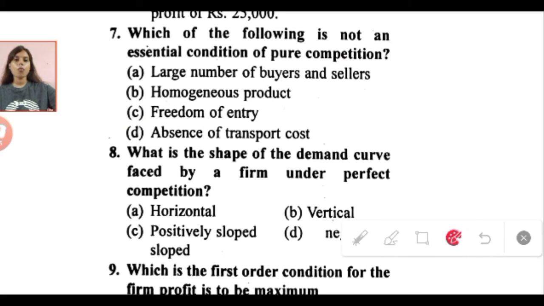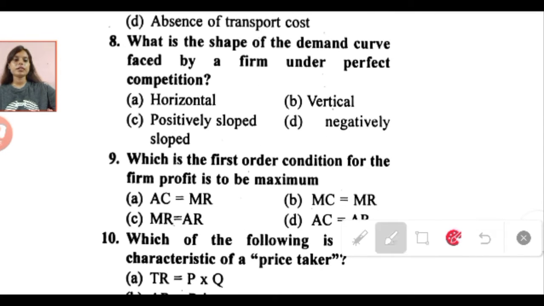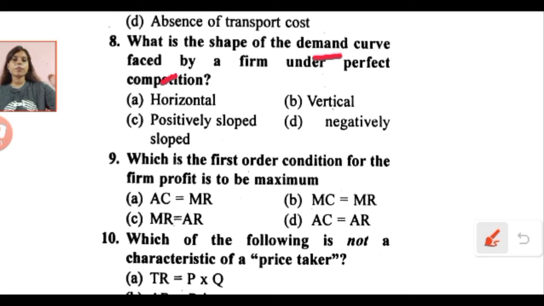number 8. What is the shape of the demand curve faced by a firm under perfect competition? Okay. Now, in a perfect competition, the firm can sell any amount of output at the same price. So we can conclude that the demand curve is a horizontal line which is parallel to the x-axis, and you can say P is equal to AR, which is equal to MR, which is equal to the DD. Okay. So I'm writing it over here.